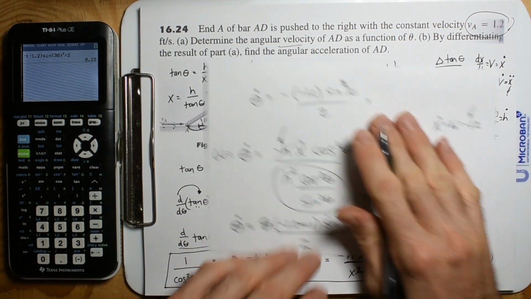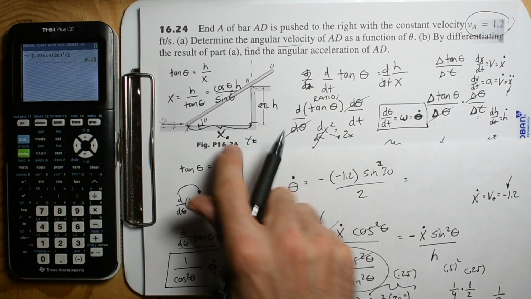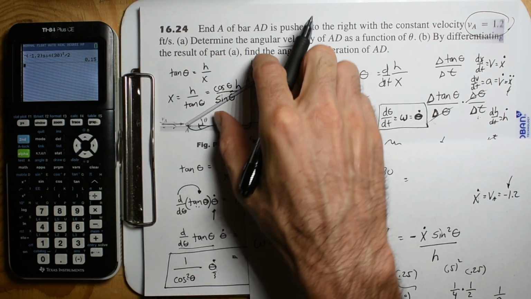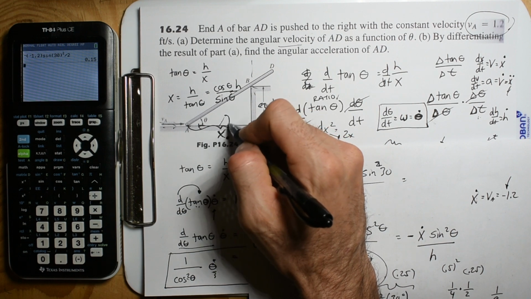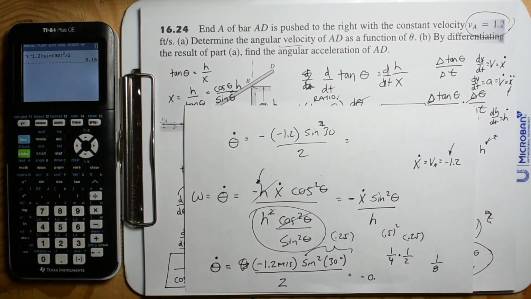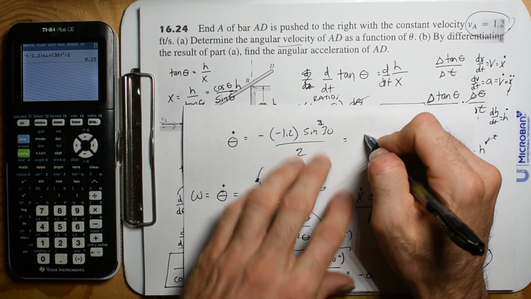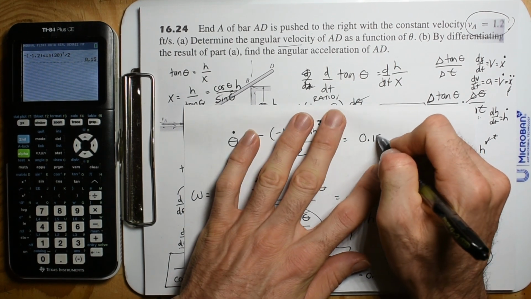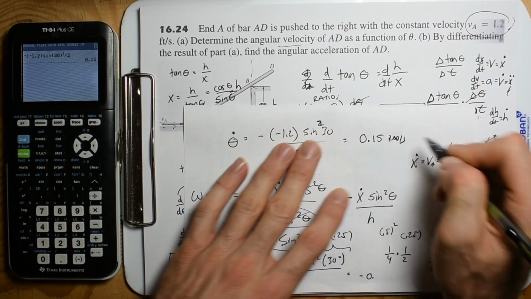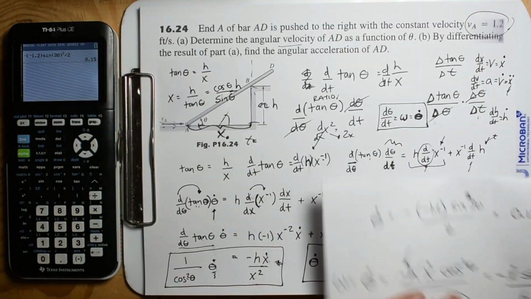And so we do get a positive, because that's the most important thing about these: just make sure you track your negatives and positives. When this goes like this, our angle gets bigger, so you get a bigger angle there. And that number comes out to be 0.15 radians per second. Now let's go back to this equation.